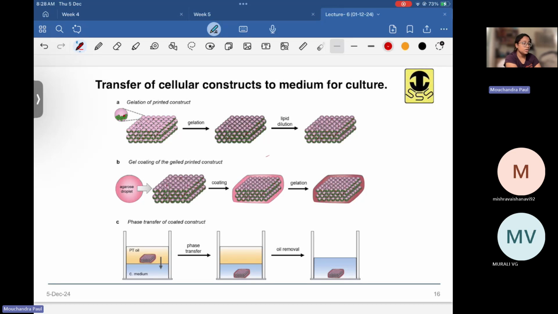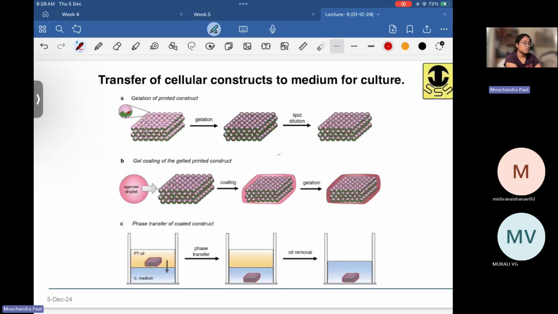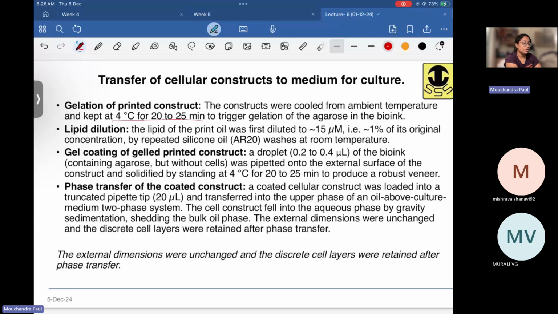they coated the construct with a droplet of agarose only. So they took a droplet of bioink containing agarose but without cells. This is a very small droplet, like 0.2 to 0.4 microliter. They added it over the printed construct so that it gives a uniform coating to the construct. And again, they kept it at a very low temperature so that the coating becomes hard.